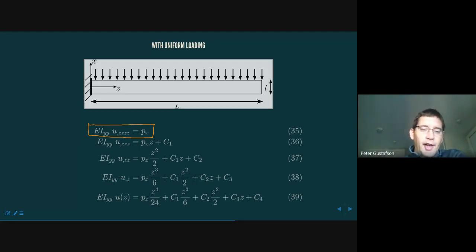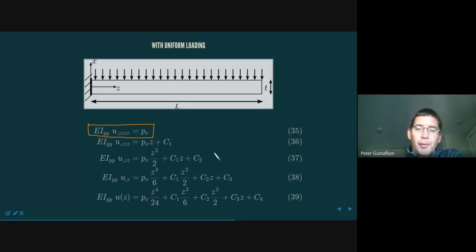Okay, life, again, still pretty easy. We can integrate a second time. EI u comma zz is equal to px z squared over 2 plus c1z plus c2. Again, that's very simple integration. You guys have that, no problem.